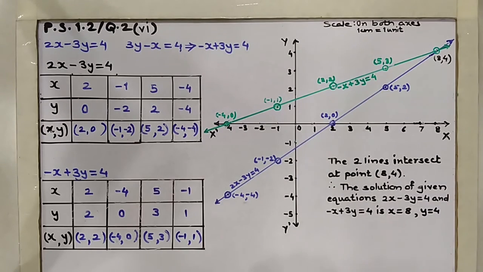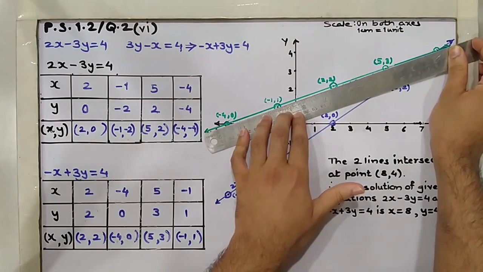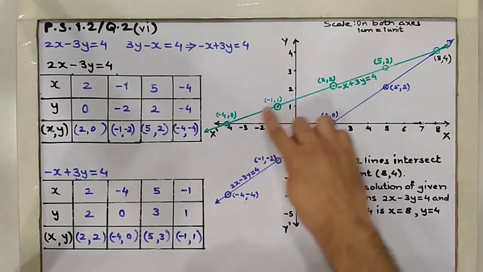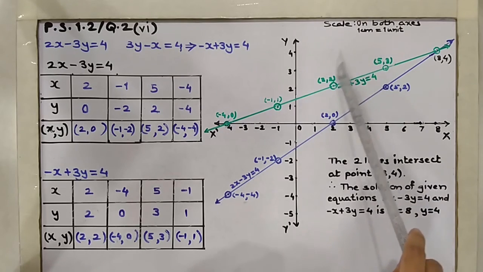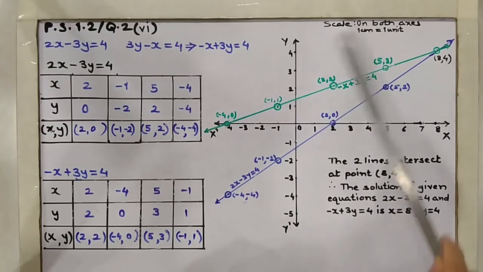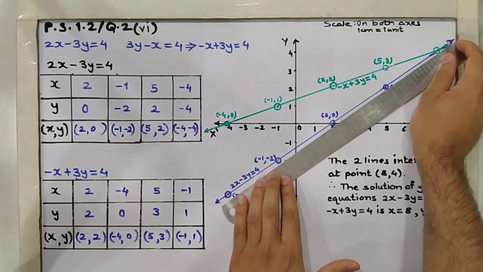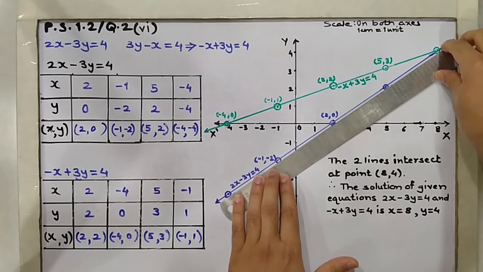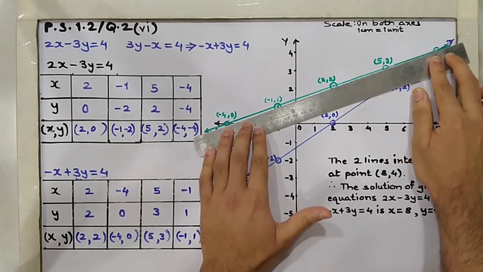So now we have plotted all the 4 points for the second equation, so now we have to join them. After joining the points, we get a straight line. We'll write down the equation of the line, which is -x plus 3y is equal to 4. Now if you observe these two lines, the first line was 2x minus 3y equal to 4 and the second line is -x plus 3y equal to 4.